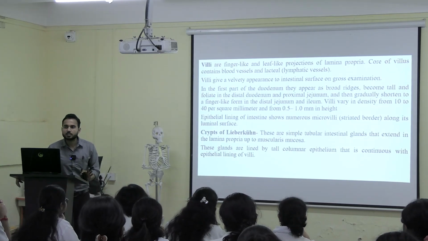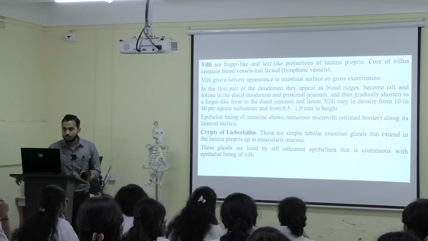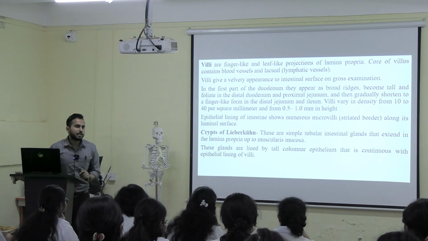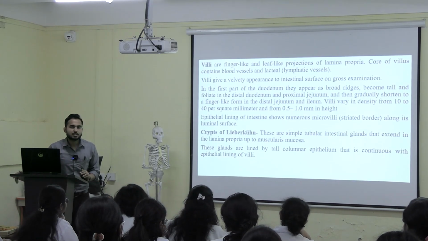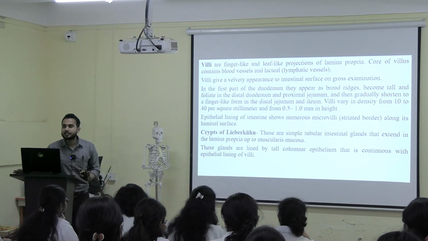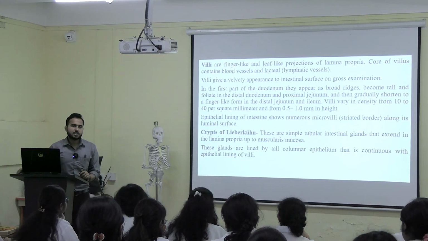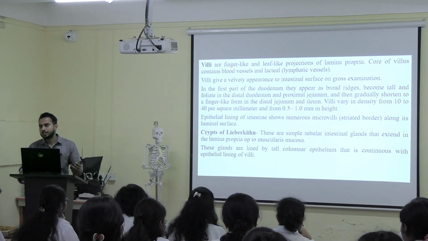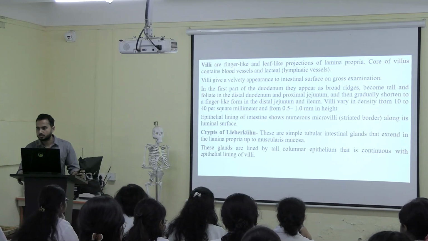So in the small intestine, it is a striated border. Where are the microvilli present? On the surface of the enterocytes, or the lining epithelium. That also further increases the surface area for absorption.